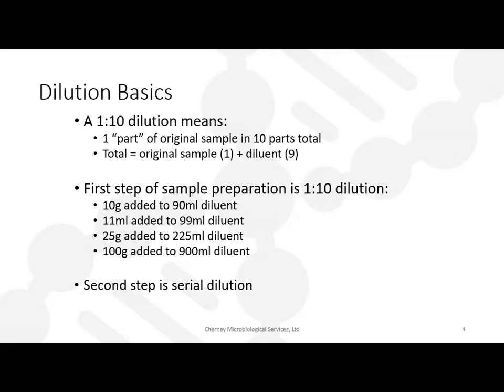When you're going to start, you're going to want to prepare a 1 to 10 dilution typically. What that means is it's 1 part of your original sample in 10 parts total. If I break this down, 1 part of your sample and 9 parts diluent, which makes up 10 parts total. So the first step of your sample preparation is typically preparing that initial 1 to 10 dilution. That can mean 10 grams of cheese into 90 mils of diluent, 11 mils of milk into 99 mils of diluent, and so on and so forth. Your first step is that 1 to 10 dilution, and then your second step beyond that is going to be the serial dilutions.